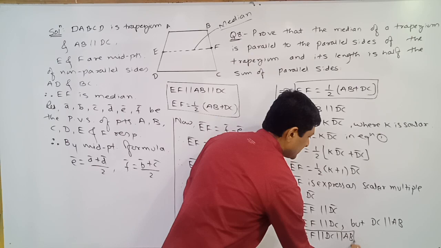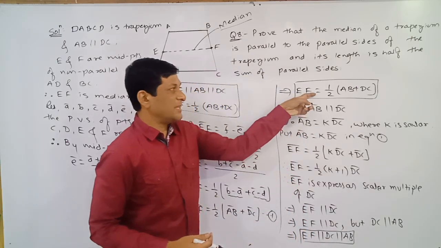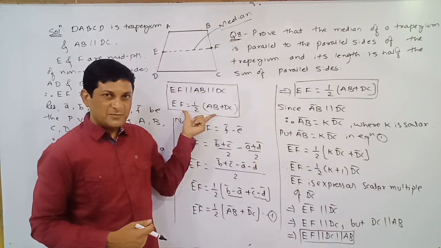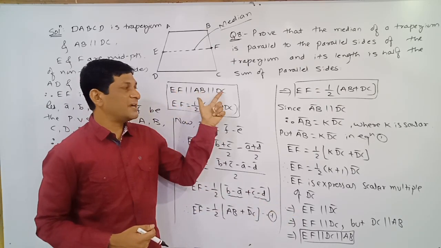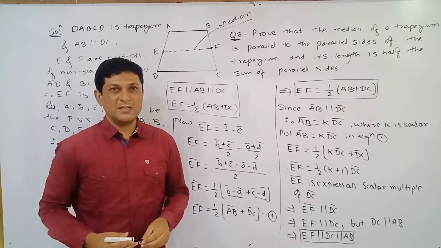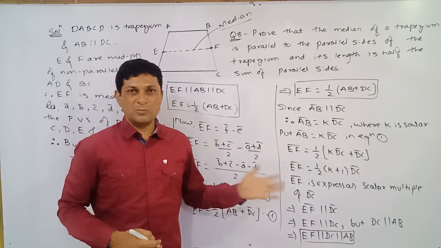This is our other required result. So here we have shown that EF is what? Half of AB plus DC, and here we have shown that EF, AB and DC are parallel to each other. So in this way we have got both the required results.